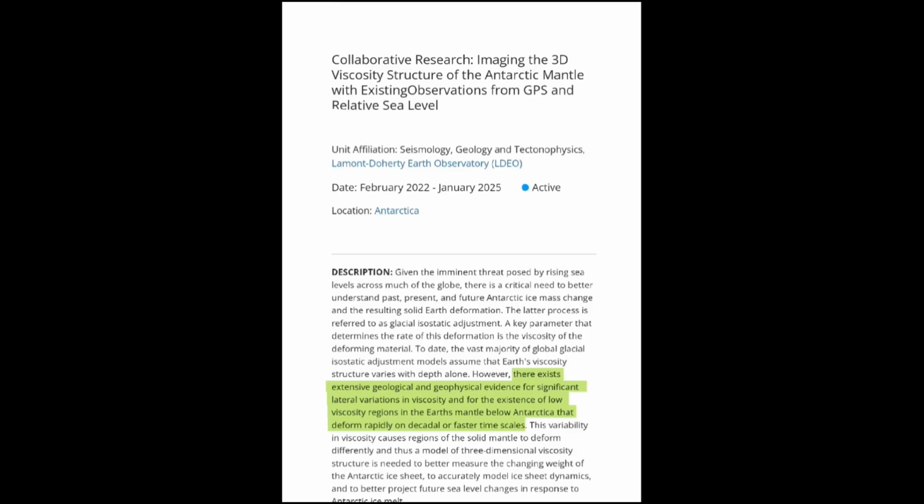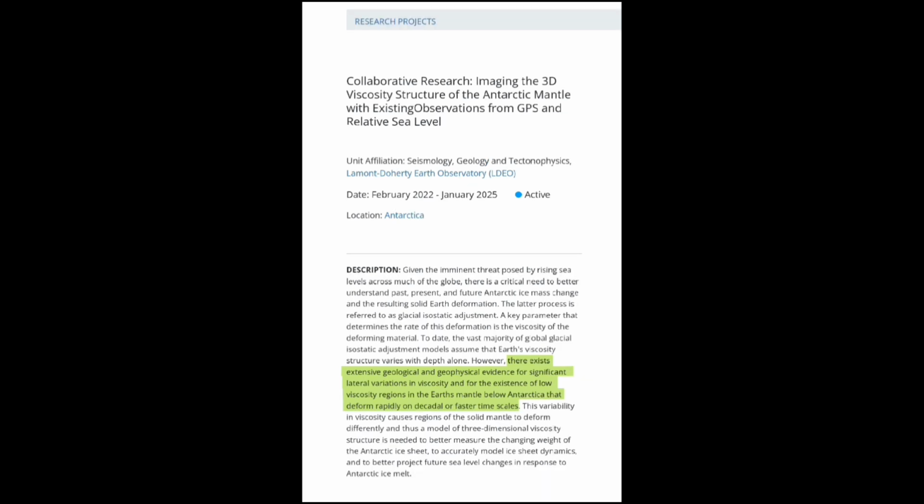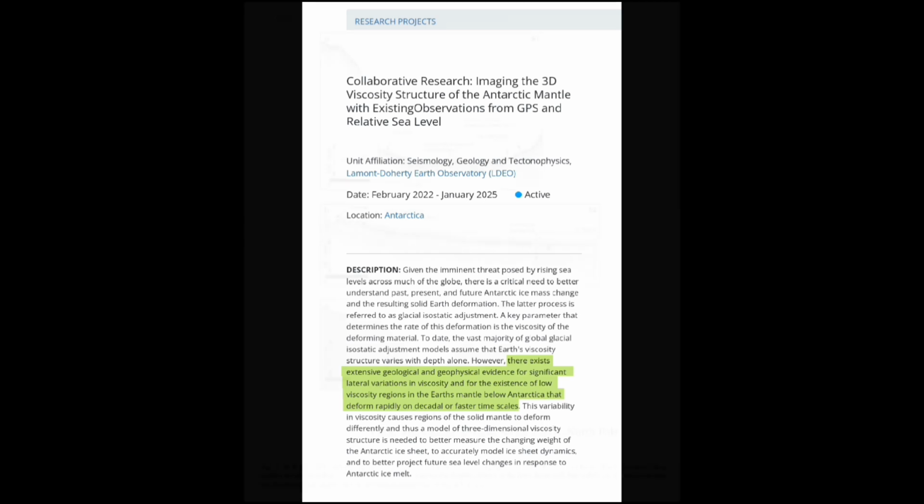And again, right here, they're saying that there is geological and geophysical evidence for significant lateral variations in viscosity and for the existence of low viscosity regions in the Earth's mantle below Antarctica. So it's as if they are describing lateral erosion that has created a deep cavernous region, a large opening below Antarctica, leading to even more open space beyond the lower crust and beyond the upper mantle, down into the transition zone, down into that 660-kilometer discontinuity. It's almost like what is being described is a massive cave or a massive cavern 250 miles down into the earth, sitting in the middle of the mantle.